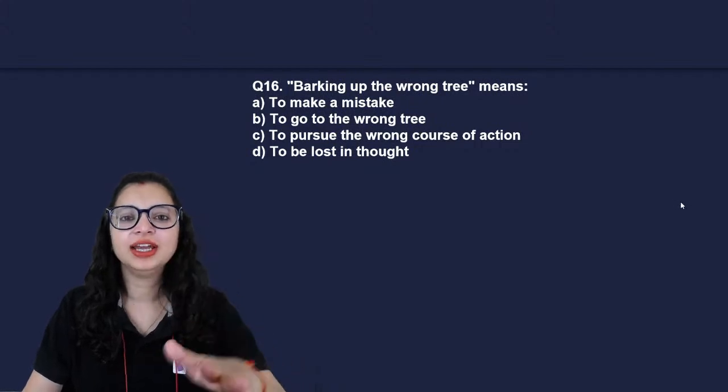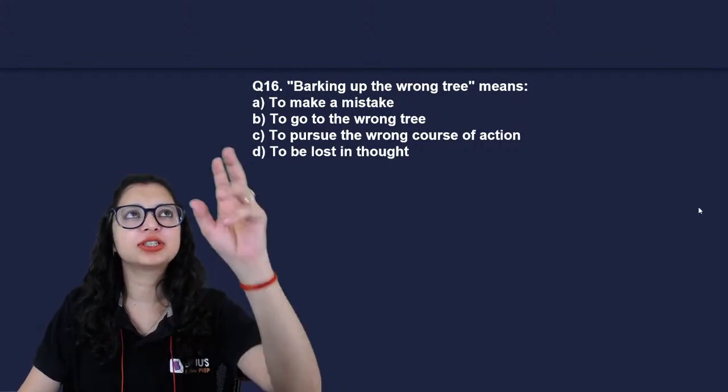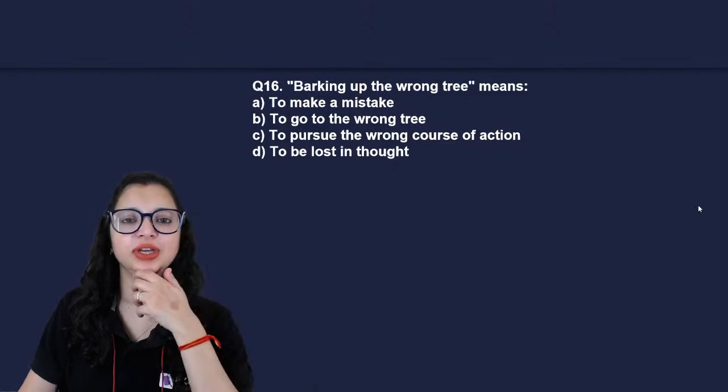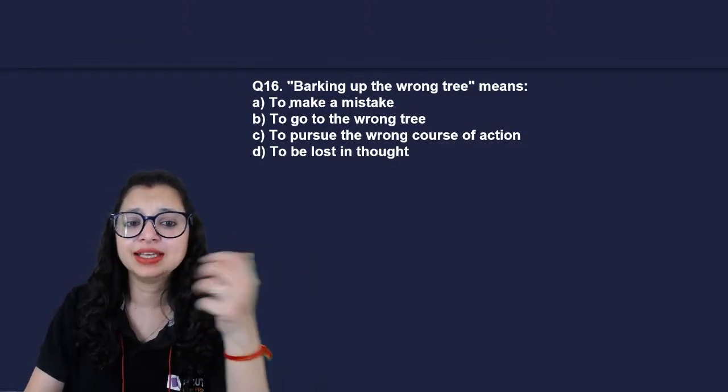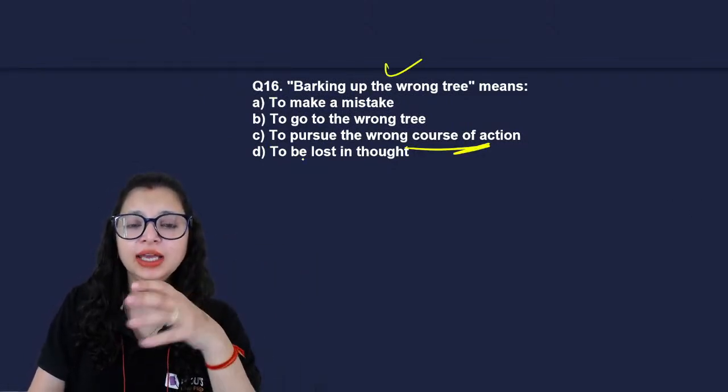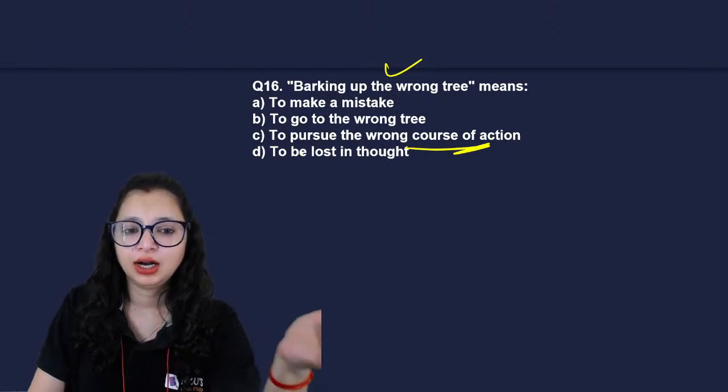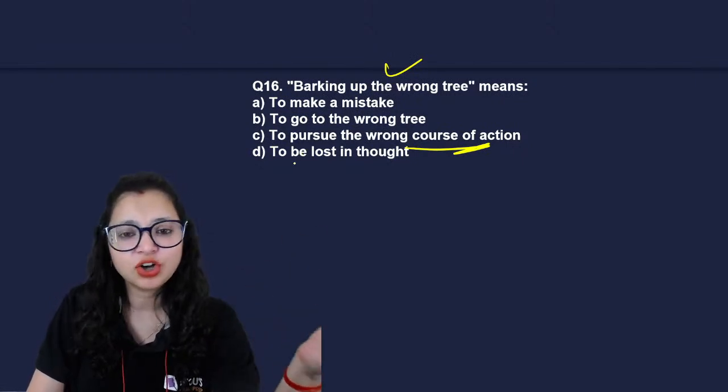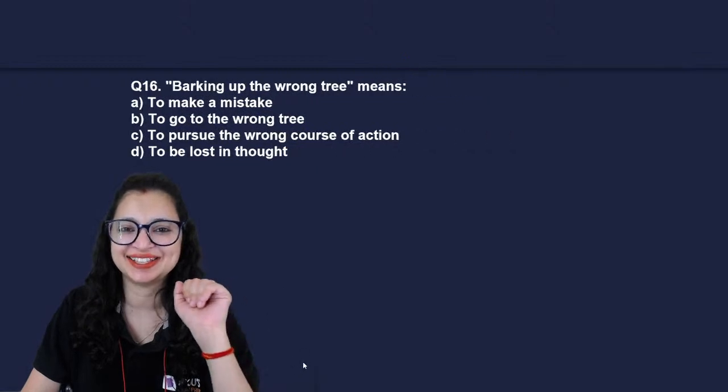Barking up the wrong tree. A dog would just keep looking at a bird sitting on a tree and keep barking. But there's no bird. He's barking up the wrong tree. He's going the wrong direction. He is choosing a wrong course of action. C is the answer here.